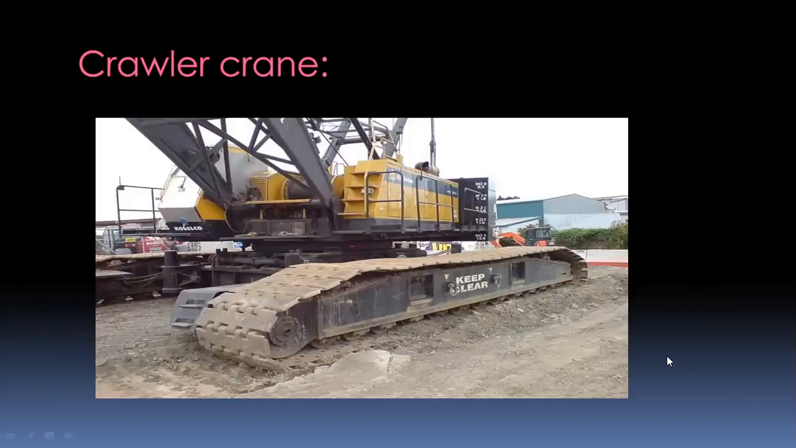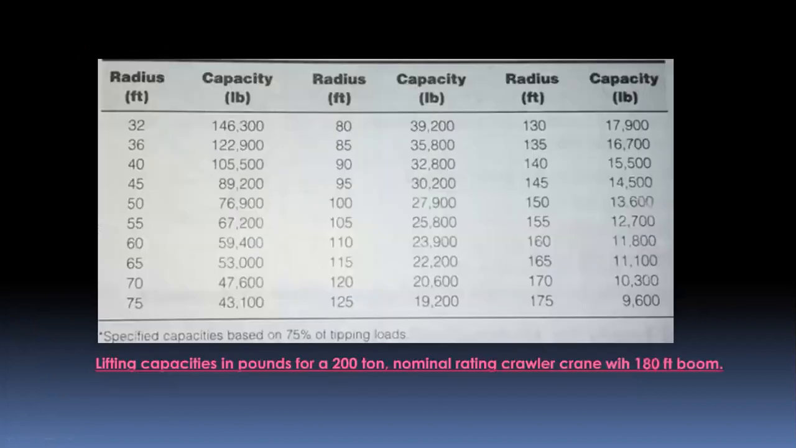Here, if you can observe, the soil bearing capacity is low, so these base plates, these crawler crane chains beneath are fully immersed into the soil. So this increases the height of the equipment. And in the rainy season, or in muddy wet soils, these crawler cranes cannot be operated. So, lifting capacities in pounds for a 200-ton nominally rated crawler crane with 180 foot of boom.